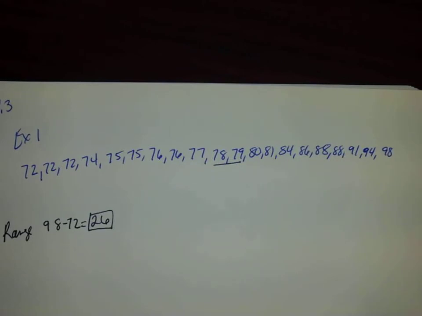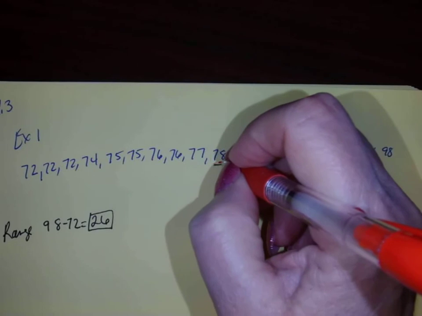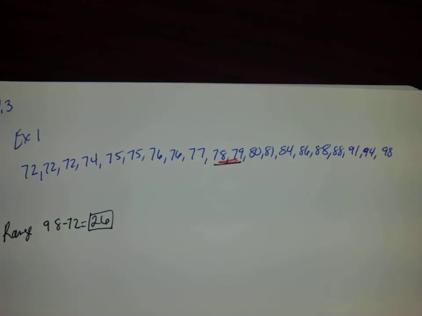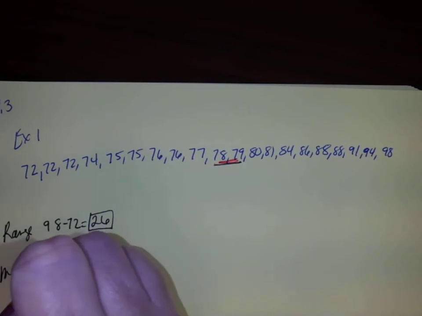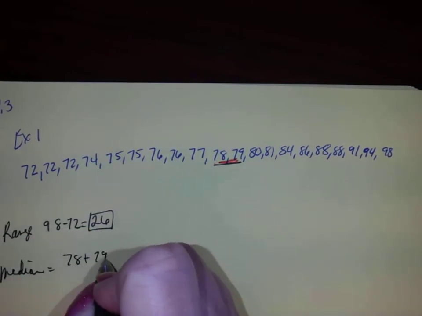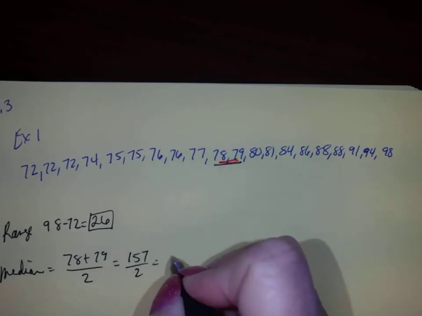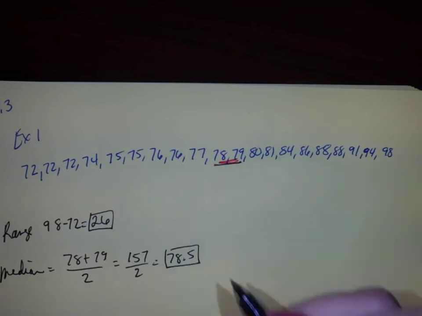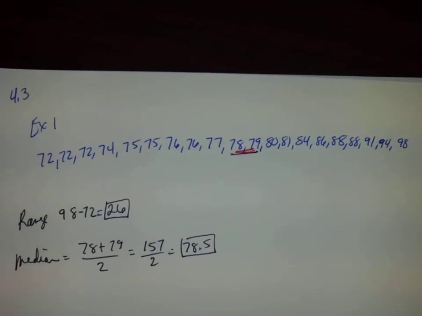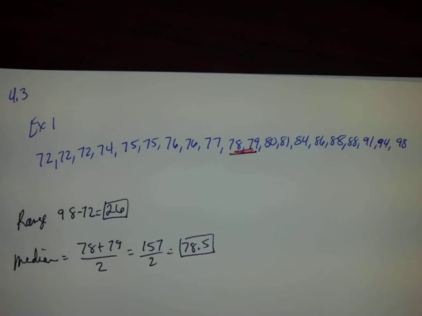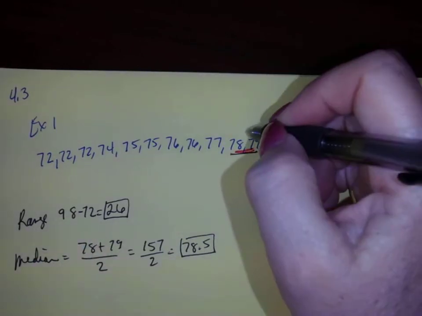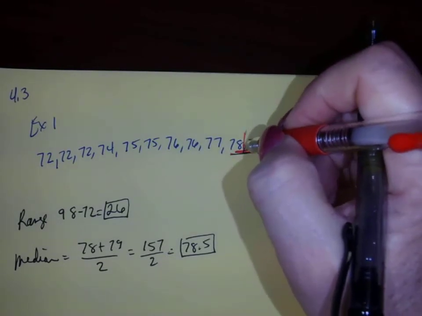So this gets me the 2 numbers that I'm looking at, right here. I've got to find my median, and I've got the 2 number part. So the median is going to be 78 plus 79 divided by 2, which is 157 divided by 2, and that gets me 78.5. So there's my median. All right, now I need to find the median of the bottom and the median of the top. My median is landing here in the middle, right?